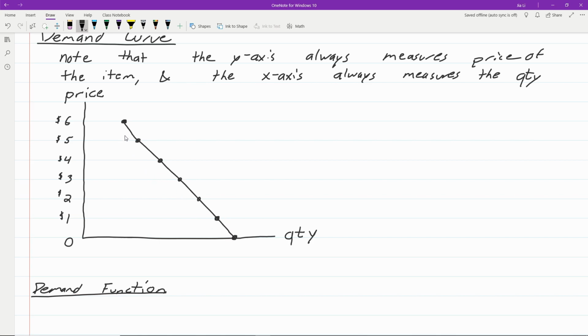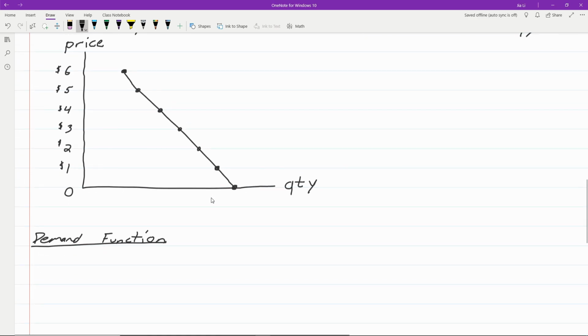That means we can basically just use the y equals mx plus b form to represent this straight line, just like what we did with the budget constraint, right? Because, of course, if you remember from chapter 2, any straight line can be represented by using the y equals mx plus b form of an equation, right? So that's what we want to do here.